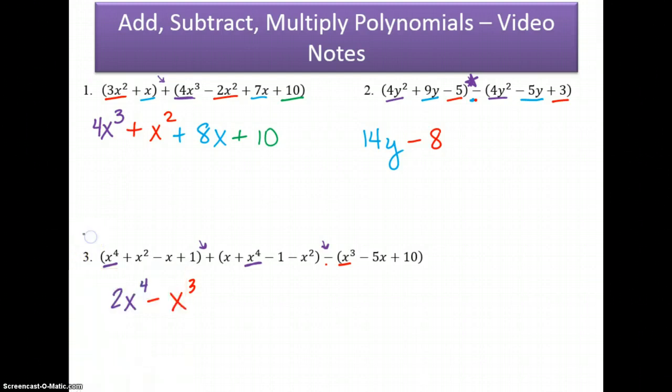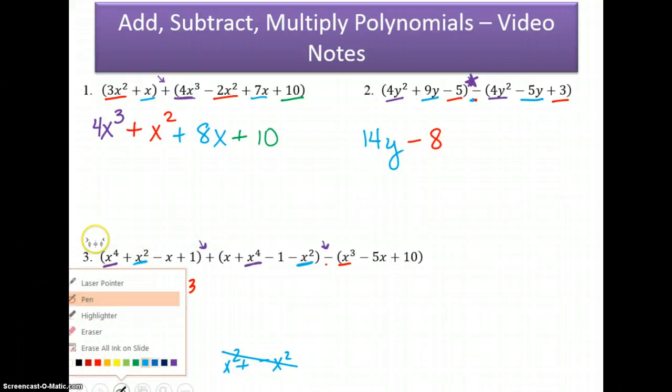Moving on to x squareds. Here we have an x squared, and that's it. So we have x squared plus negative x squared. X squared plus negative x squared is the same as x squared minus x squared, so that is 0, that is nothing. The x squareds cancel each other out.